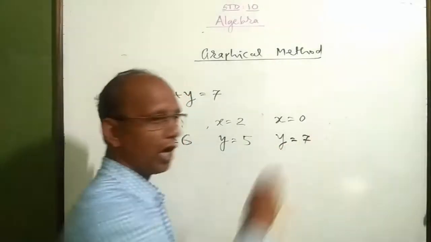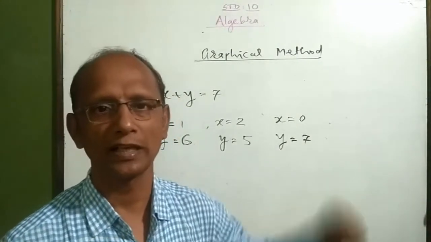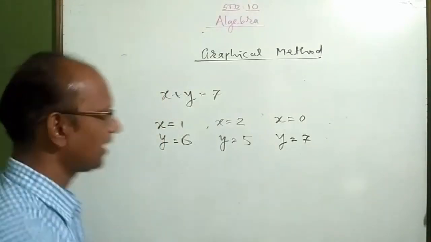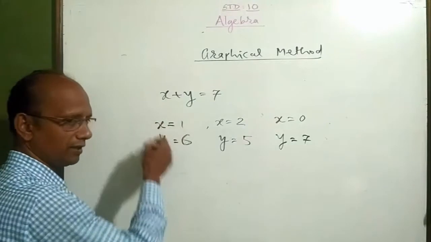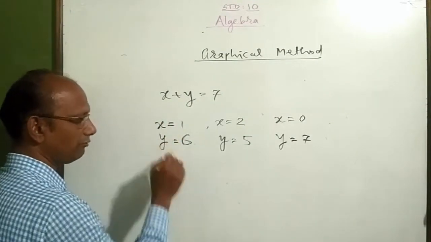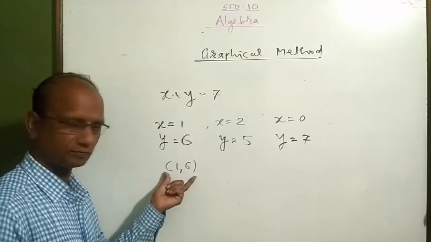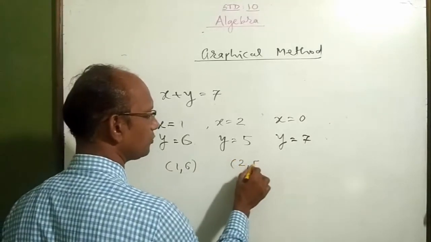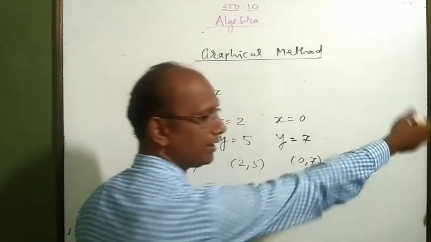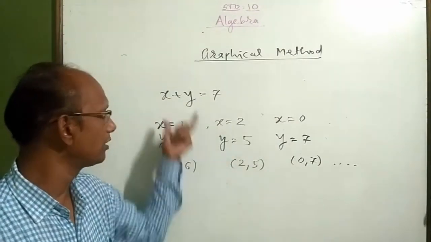In a similar way, how many solutions can we get? Here we have found 3 different solutions. How many solutions can we get? Yes, innumerable solutions we can get. If we consider each pair as a coordinate, where x is the x coordinate value and y is the y coordinate value, then we get the coordinate (1, 6). Similarly, we get the coordinate (2, 5) here, and here the coordinate (0, 7). In a similar way, if we find so many solutions, we can get so many coordinates of that equation.